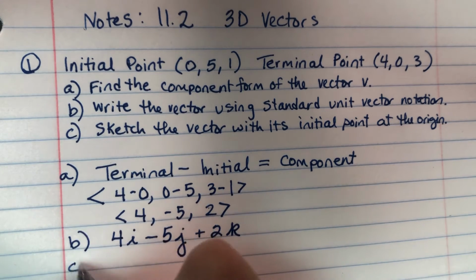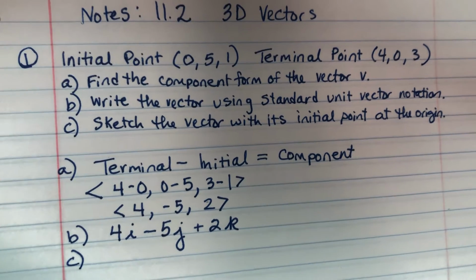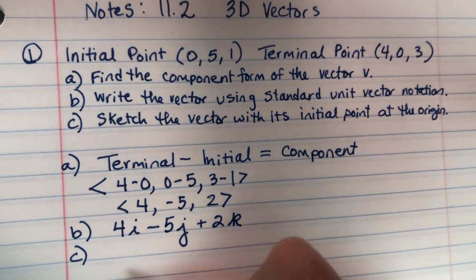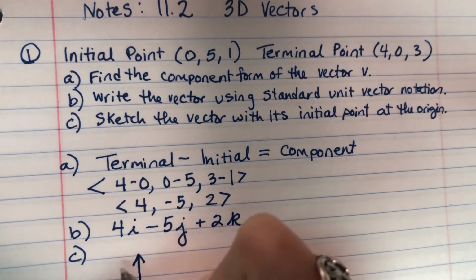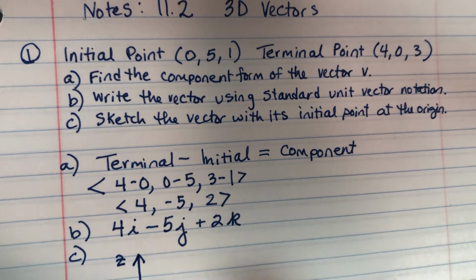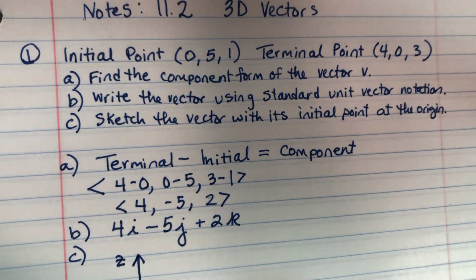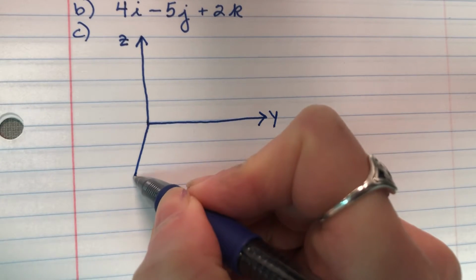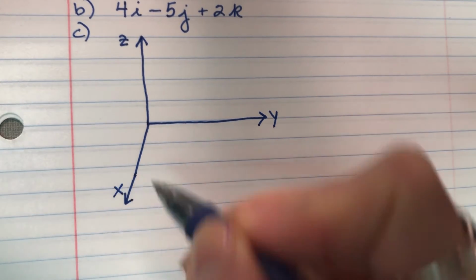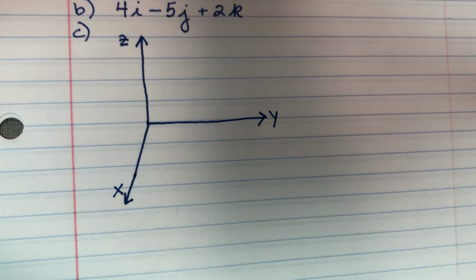Now, the last part is sketching the vector. So the way we're going to do that is we're going to have our vertical axis is z, our horizontal axis is y, and then in 3D coming out toward you is x, okay?